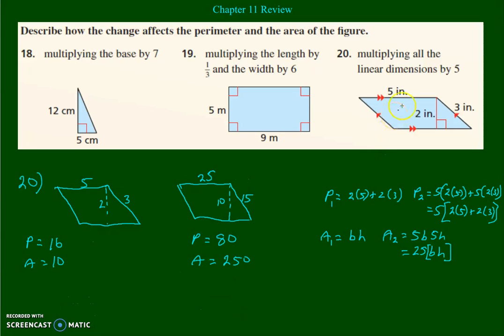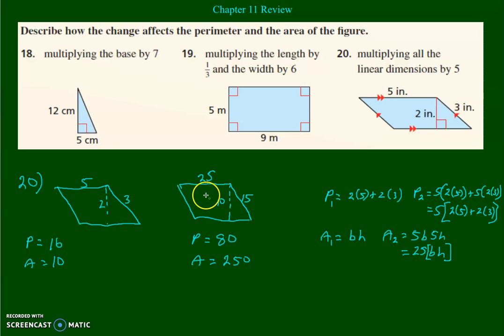In problem 20, we're multiplying all dimensions proportionally. So that's going to change things fairly significantly. Here we have the first one. Our perimeter is 3 plus 5 plus 3 plus 5, which is 2 times 5 plus 2 times 3. That gives us 16. Our area is simply base times height, 5 times 2, which is 10. Now we're multiplying all linear dimensions by a factor of 5. So this 5 becomes a 25, this 2 becomes a 10, and this 3 becomes a 15.